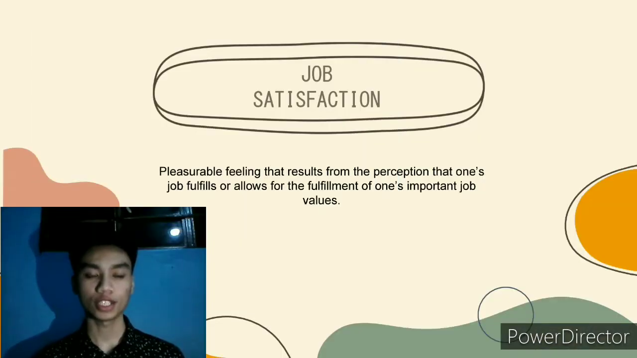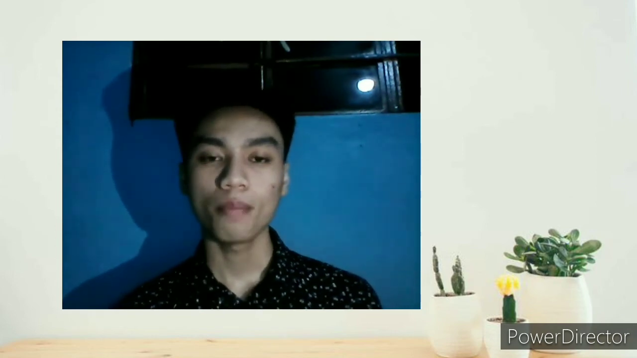Job satisfaction is defined as a pleasurable feeling that results from the perception that one's job fulfills or allows for the fulfillment of one's important job values. It is also considered the level of contentment of an individual toward his job, be it the job itself or an individual aspect of it.